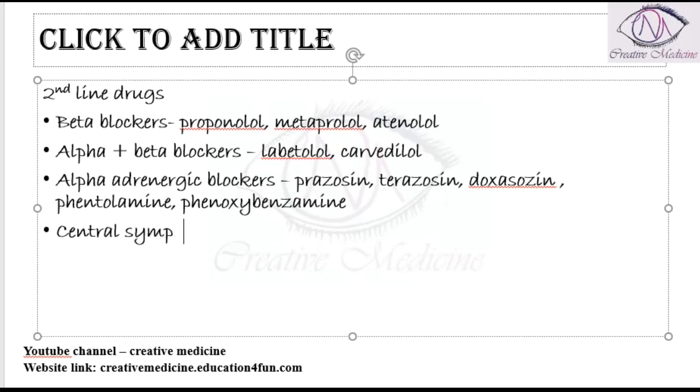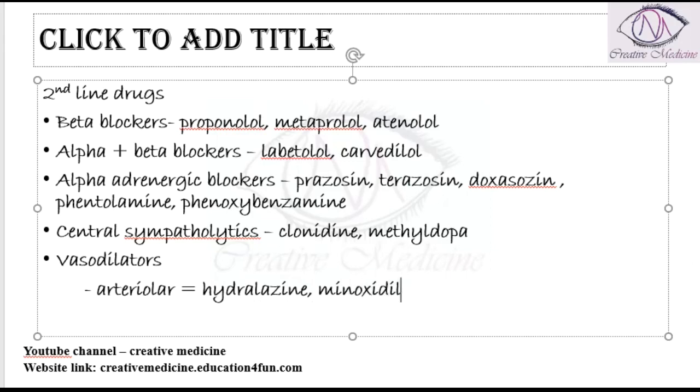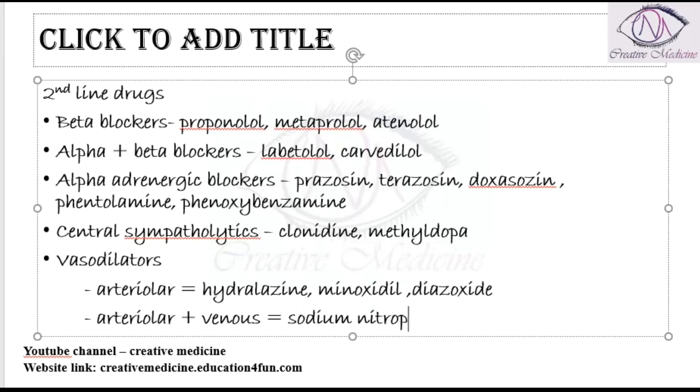Then we have central sympatholytics. Clonidine and methyldopa are the central sympatholytics which are used. Then we have vasodilators. Arteriolar vasodilators include hydralazine, minoxidil and diazoxide. Then we have arteriolar plus venular vasodilators, which is sodium nitroprusside.